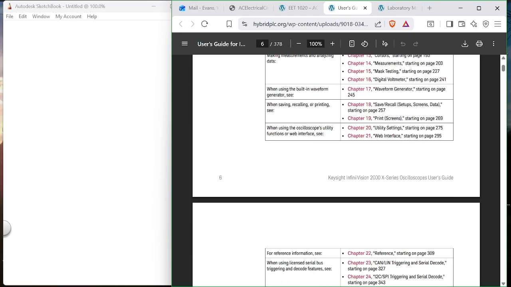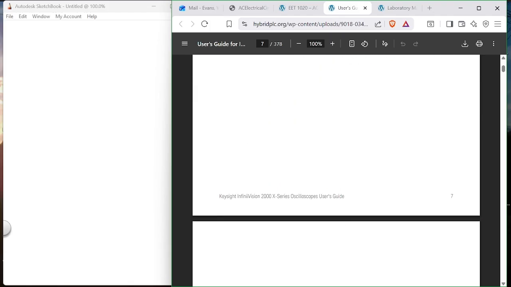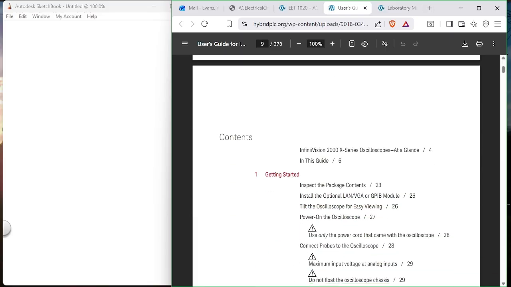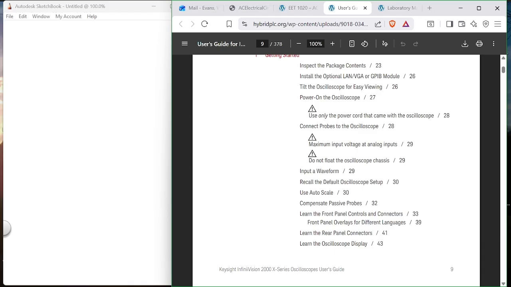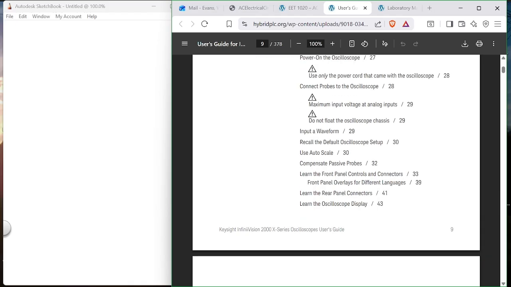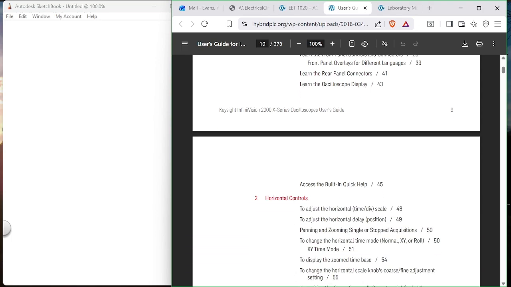I don't see any reason to do this as a lab. So I'm going to basically say, please look through this book at your leisure. Don't get really into it. It's a long book, 378 pages. Don't read it. Scan it and just look at what you need, and we'll talk more about it as we get into it.